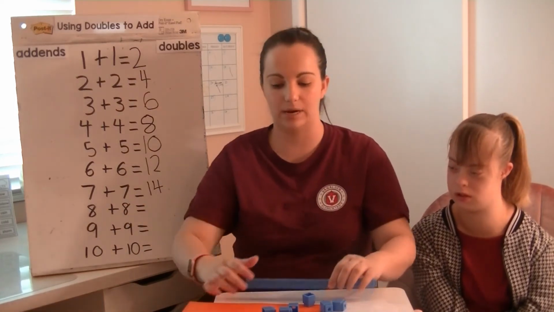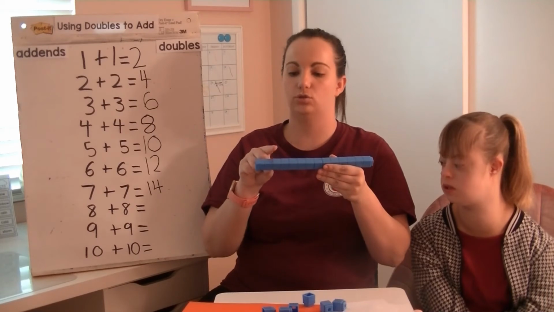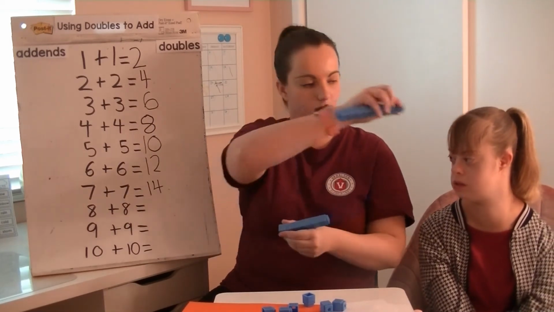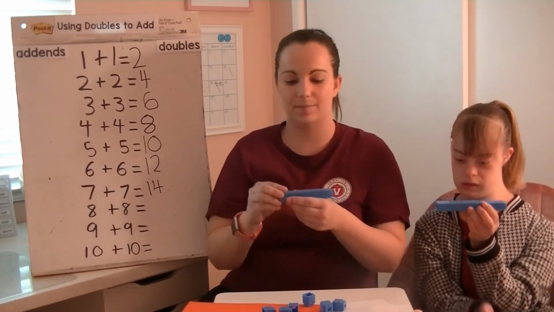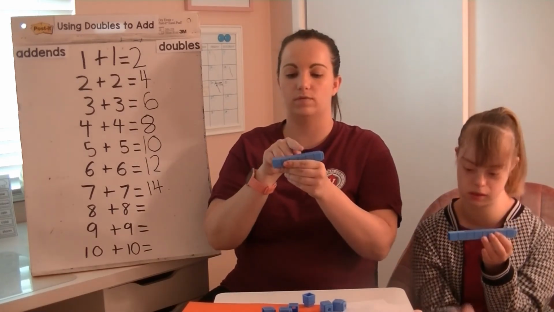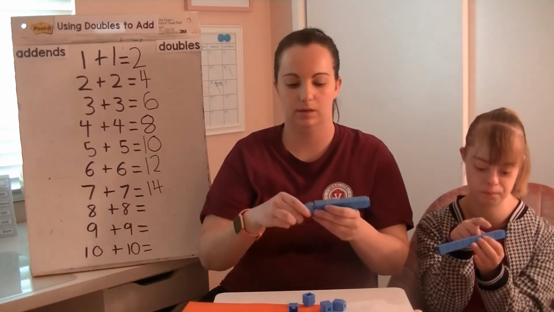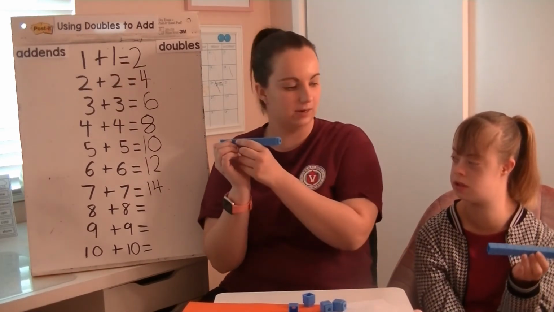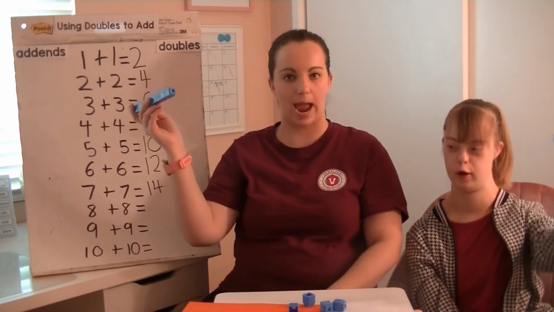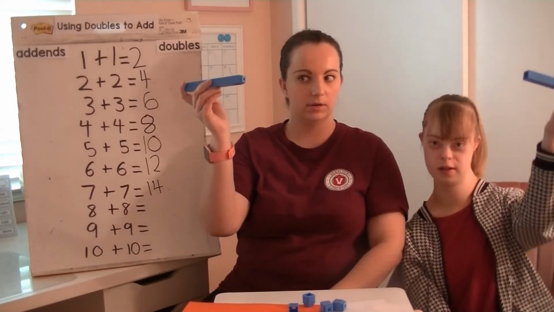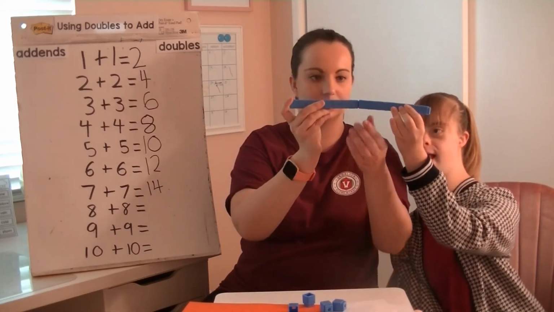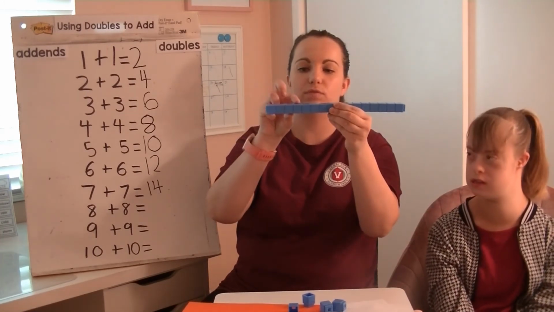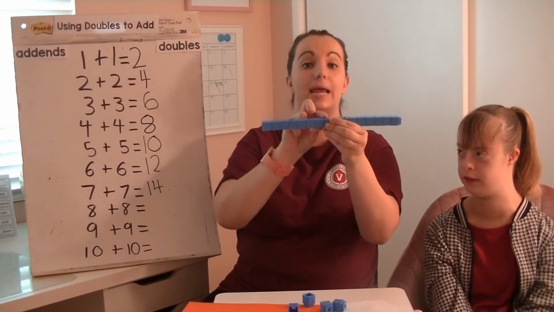Okay, let me get you 8, Kaylee. 1, 2, 3, 4, 5, 6, 7, 8. Hang on to that. Let me get myself 8. 1, 2, 3, 4, 5, 6, 7, 8. Okay, I have 8. You have 8. Now it's time we add or join them together. Here it comes. Okay, here were my 1, 2, 3, 4, 5, 6, 7, 8.